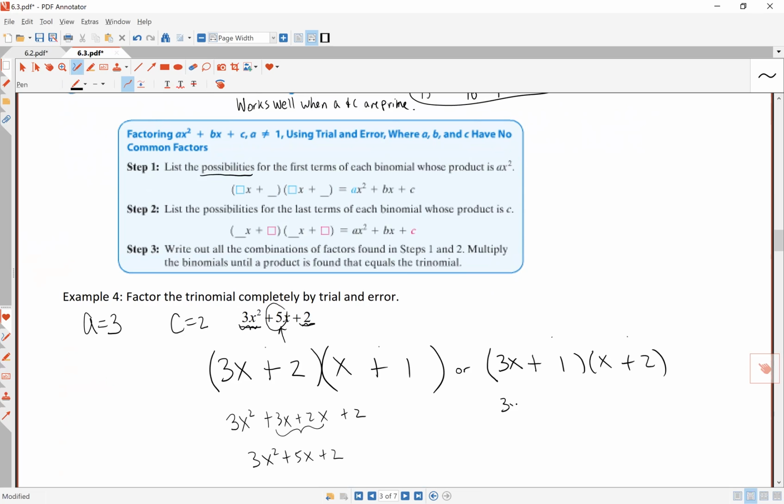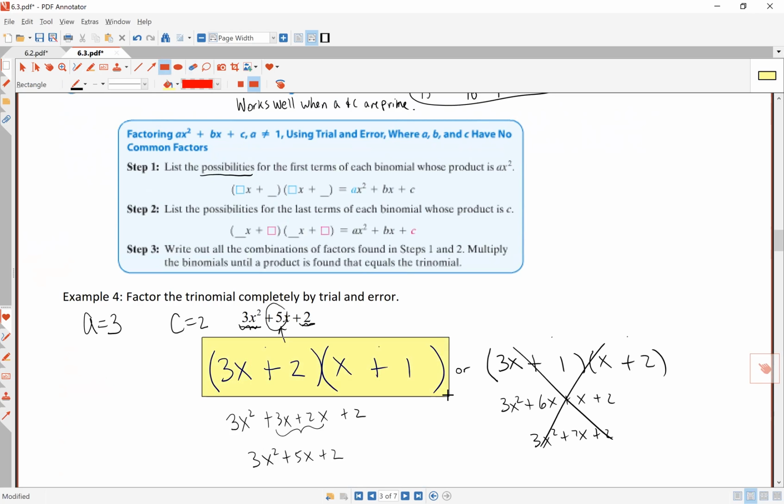The second one gives 3x squared plus 6x plus x plus 2, or 3x squared plus 7x plus 2. So this one is the error. We tried 2 and got one that worked. And so we get 3x plus 2 times x plus 1.